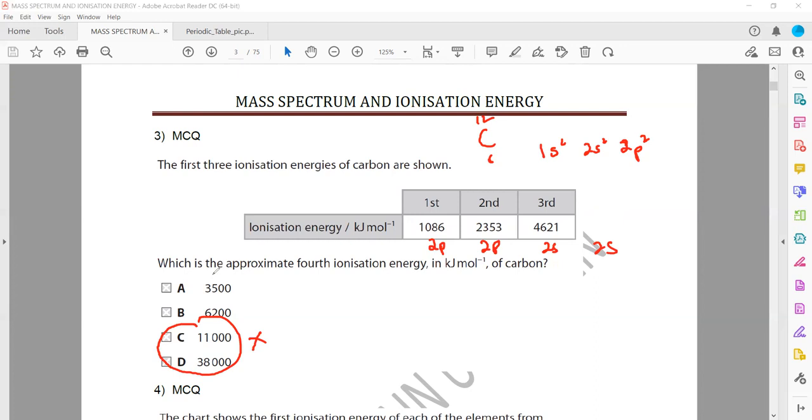And when we remove an electron, ionization energy increases. The first ionization energy is lower, then the second ionization energy will be higher than the first, then the third will be higher than the second, and so on. So ionization energy should always increase for consecutive removal of electrons from an element. So it cannot be A as well. So what are we left with? We are left with option B. Is it clear? Yes.